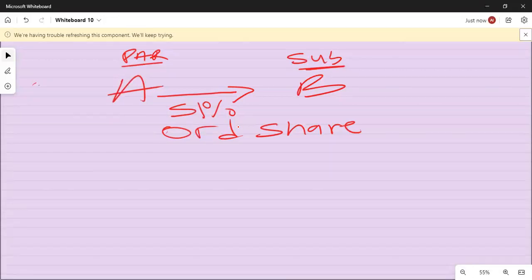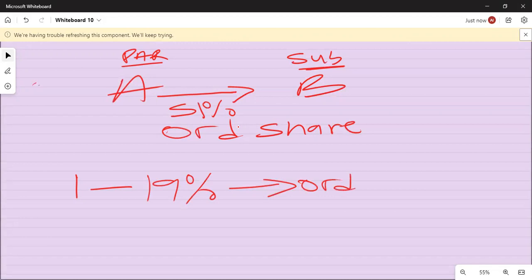This is our percentage holding, and I want you to hold this down very well. If we have from 0 to 19%, that is what we call ordinary investments. Don't forget. When you have from 20 to 50, this is what we call associates.